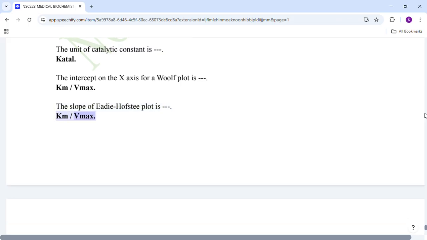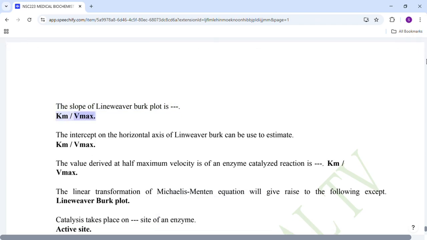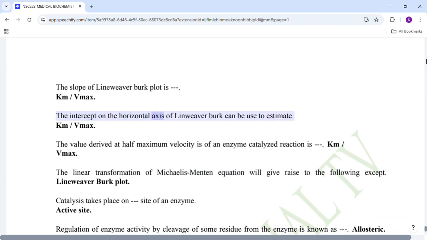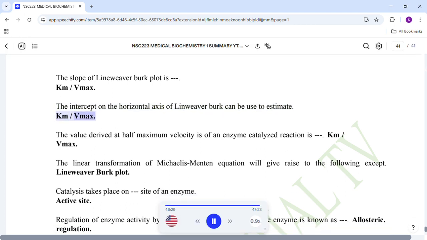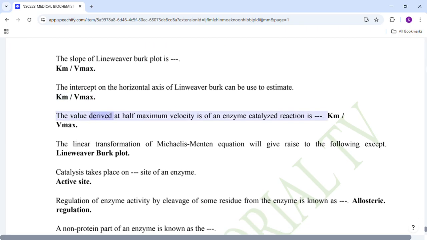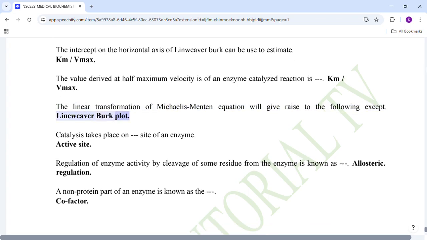Km/Vmax. The slope of Lineweaver-Burk plot is dash dash. Km/Vmax. The intercept on the horizontal axis of Lineweaver-Burk can be used to estimate Km/Vmax. The value derived at half maximum velocity of an enzyme catalyzed reaction is dash dash. Km/Vmax. The linear transformation of Michaelis-Menten equation will give rise to the following except Lineweaver-Burk plot.